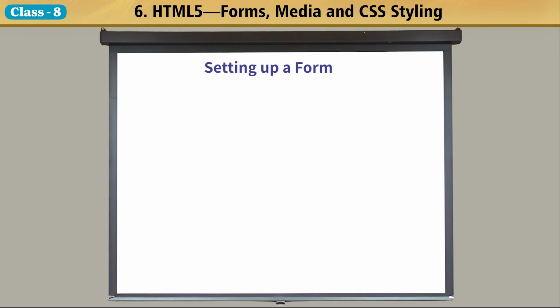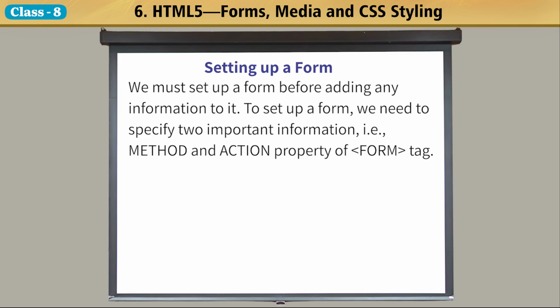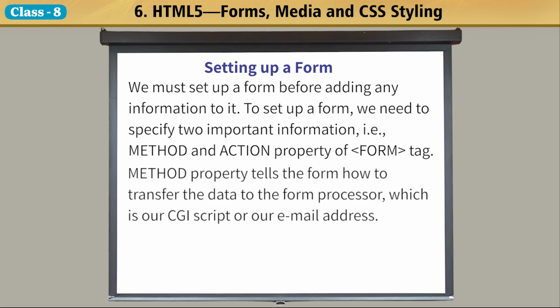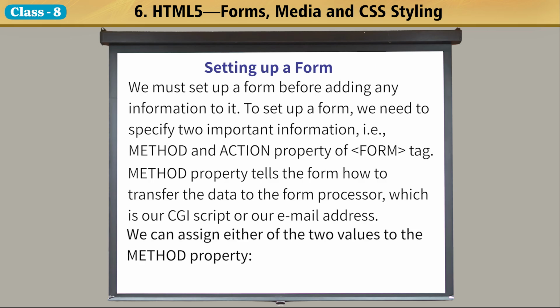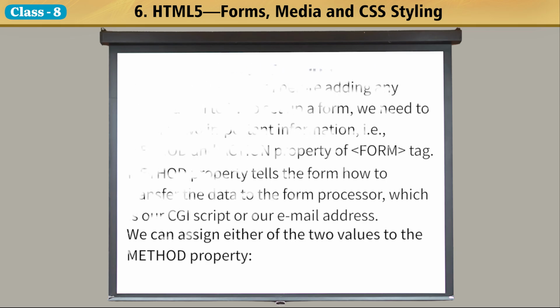Setting up a form. We must set up a form before adding any information to it. To set up a form, we need to specify two important pieces of information, i.e., the method and action properties of the form tag. The method property tells the form how to transfer the data to the form processor, which is our CGI script or our email address. We can assign either of two values to the method property.